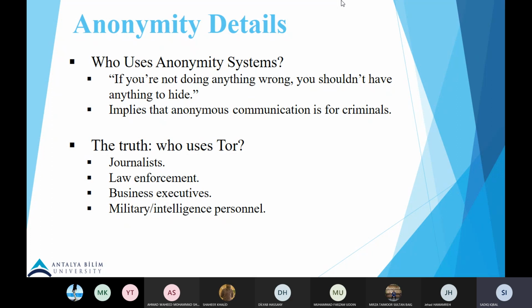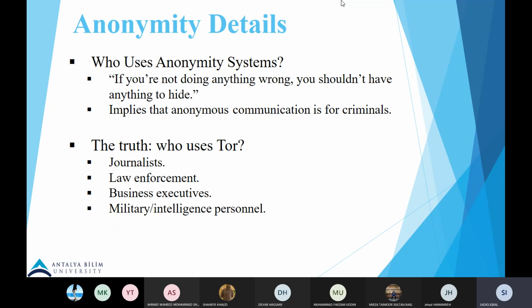Okay, so who uses anonymity systems? If you're not doing anything wrong, you shouldn't have anything to hide. This is another statement. Let's just assume you're a very normal human being, and you just use Facebook to socialize. You use the internet for entertainment, to access some educational material, and something like that. That is very basic and very common. So why do you think that you need to be anonymous? One can think this.